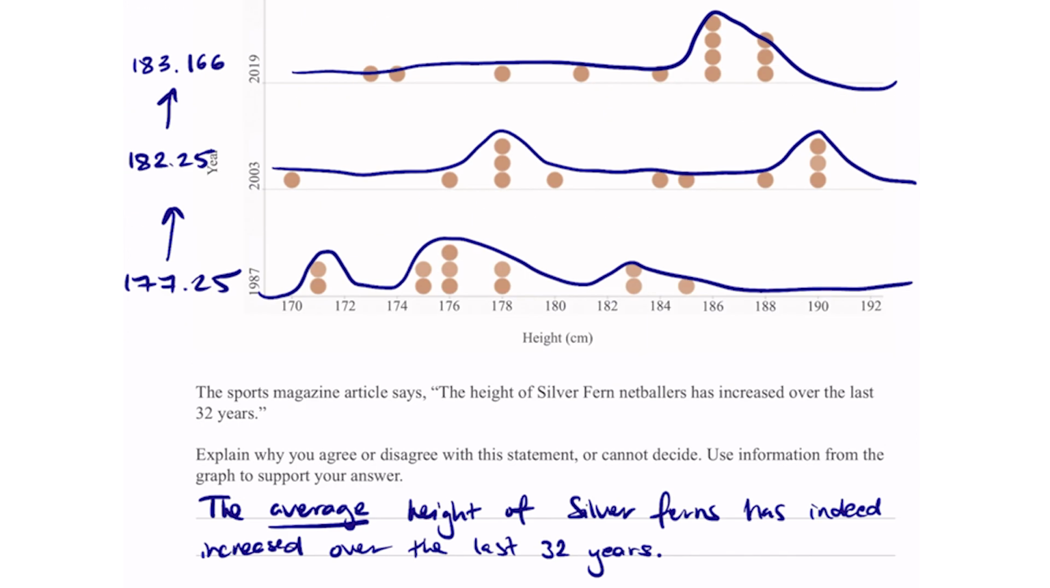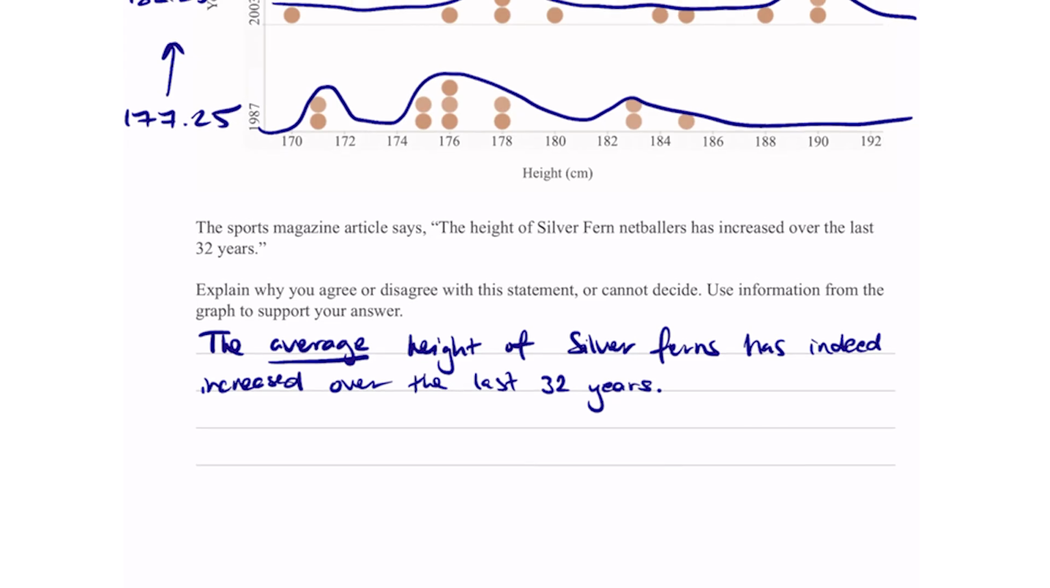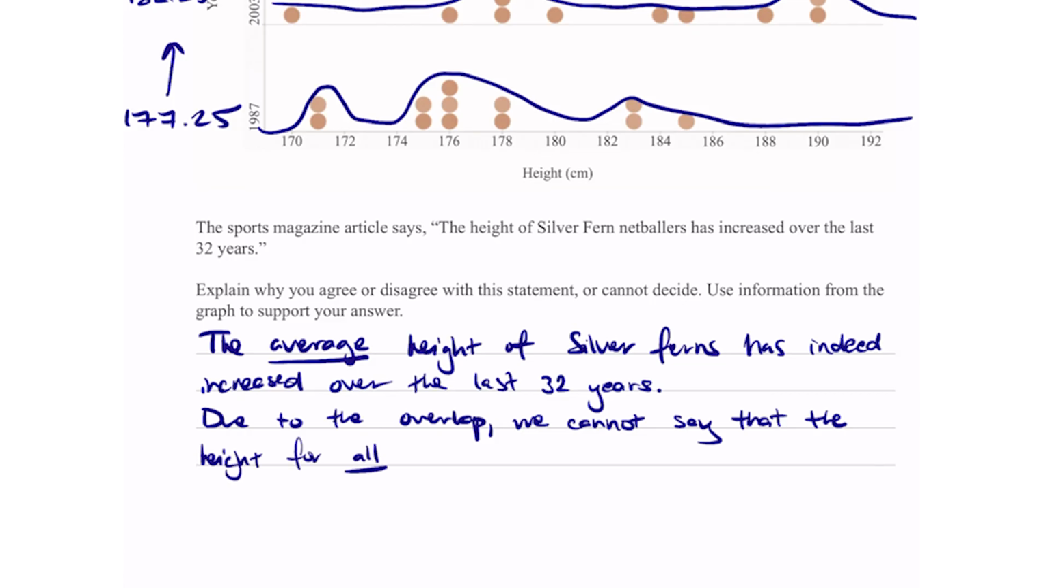However, there is so much overlap between all the data, we cannot say for certain that the height of all Silver Ferns has increased. So we'll say due to the overlap, we cannot say that the height for all Silver Ferns has increased over time, right?